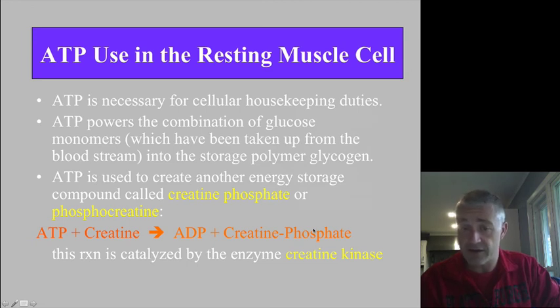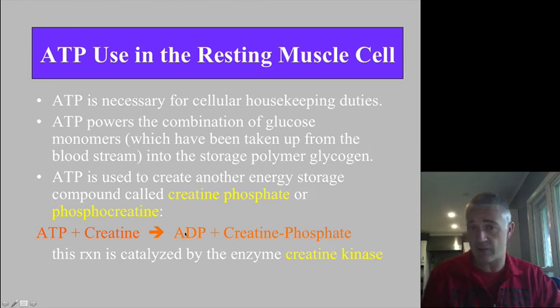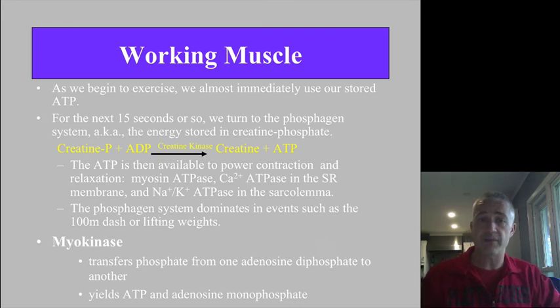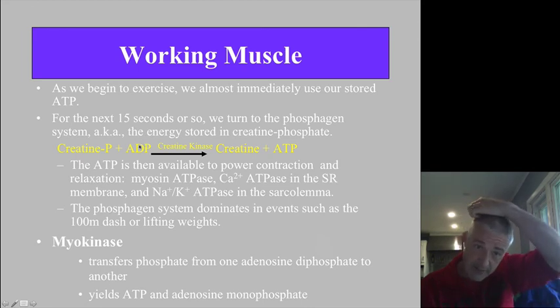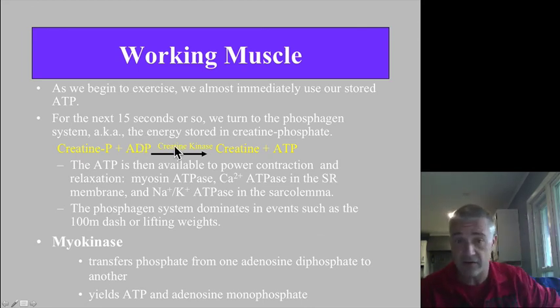And what we can do very quickly with activity is, as you start using ATP, you're going to have ADP. We can then have this enzyme catalyze this reaction, take the phosphate off of creatine, put it back onto ADP, and we're going to have ATP that we can use really quickly. This is what happens after you use up those ATP stores, for about the next 15 seconds or so. We take this creatine phosphate and ADPs, take the phosphate off and go back to creatine, but it gives us some ATP.